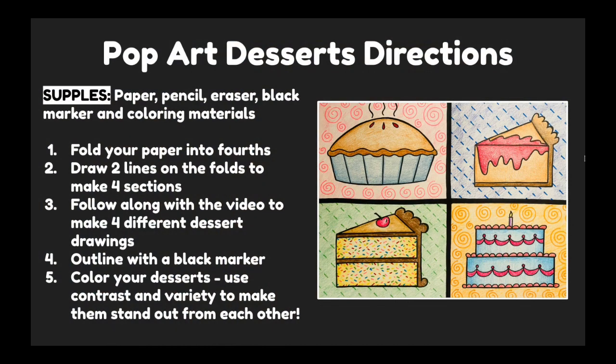So let's review our directions first. You will need a piece of paper, a pencil, an eraser, a black marker, and coloring materials for this project. First, we'll start out by folding our paper into fourths because we're going to draw four different desserts, as you can see in the picture here. We'll draw two lines on the folds to make four sections. Then you'll follow along with the video to draw the four different dessert drawings. After you draw, outline with a black marker and color your desserts. Use contrast and variety to make them stand out from each other.